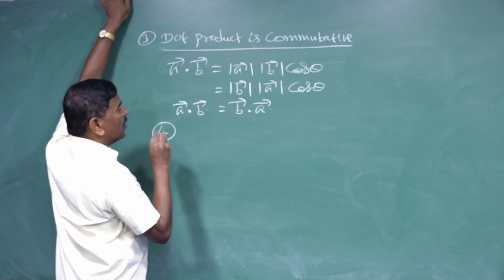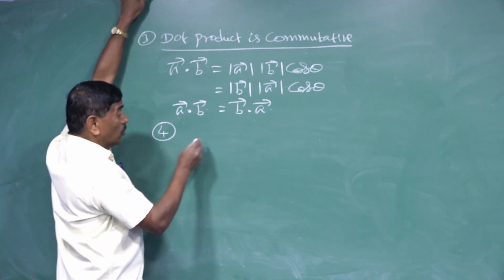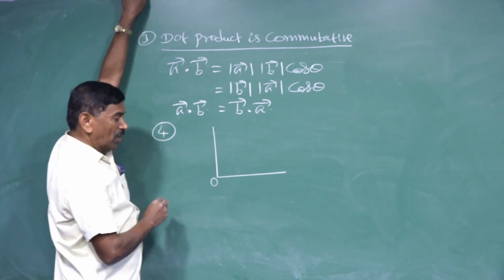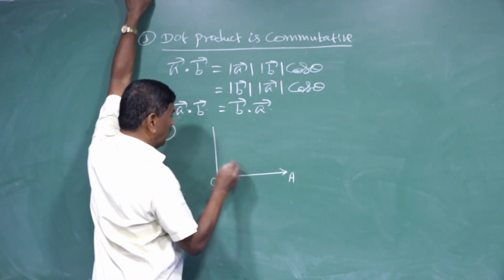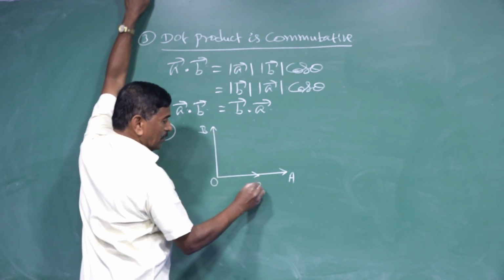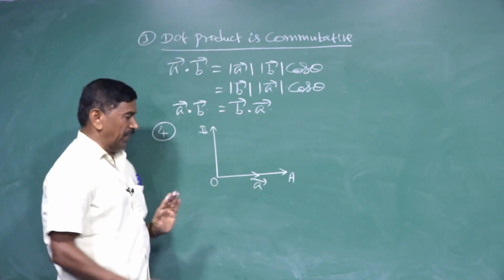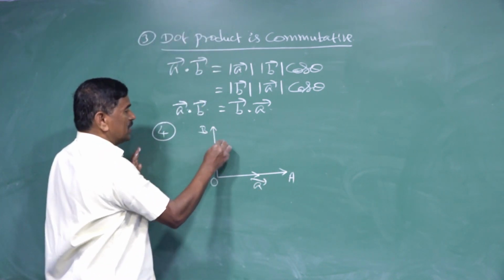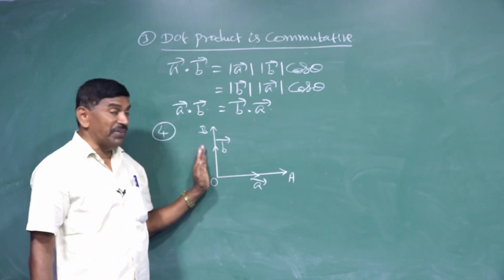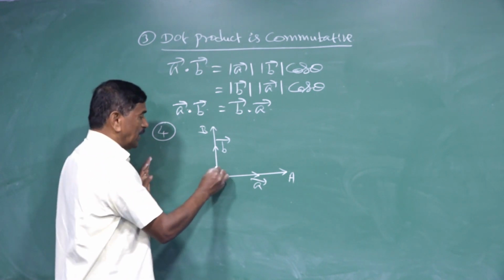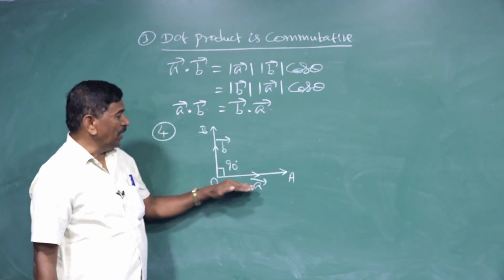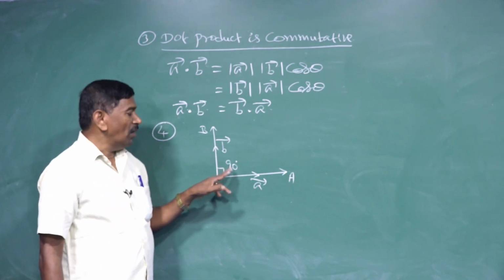Now come to the fourth topic. To learn the fourth topic, consider the diagram. Listen carefully. Let there be the origin O, and this is OA vector, and this is OB vector. Let OA vector be equal to A vector. Now, let OB vector be equal to B vector. Now, what can you say about the angle between A vector and B vector? Very good, 90 degree, or pi by 2. Here, A vector and B vector are perpendicular.